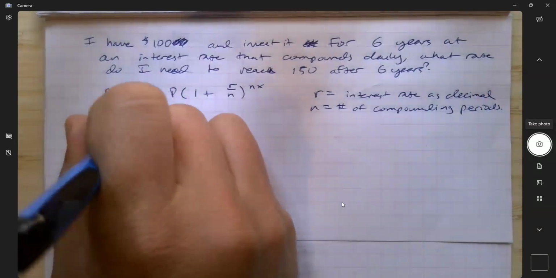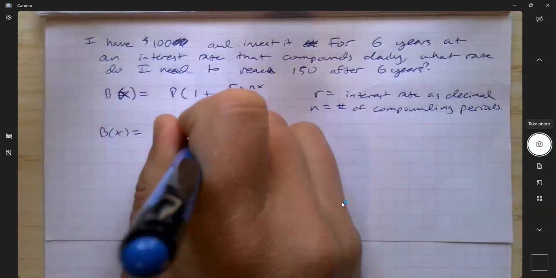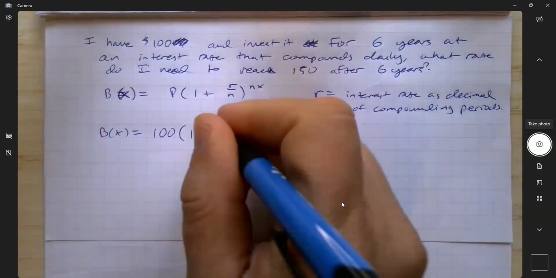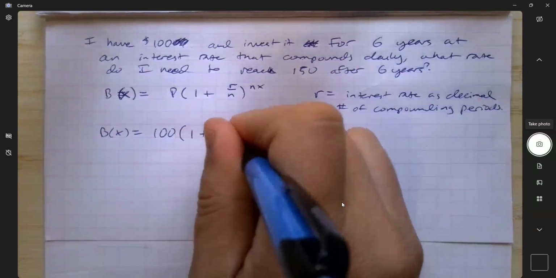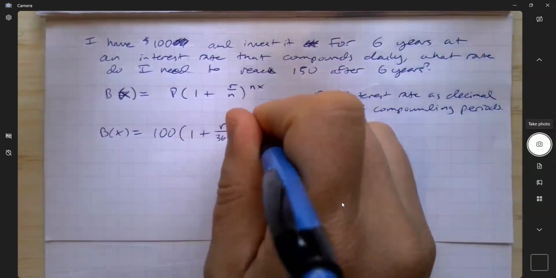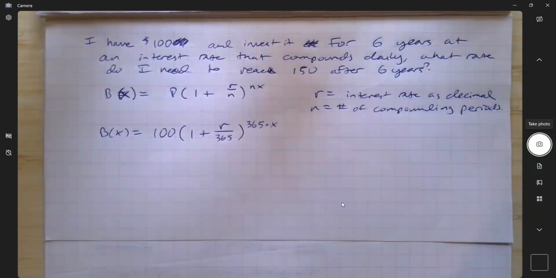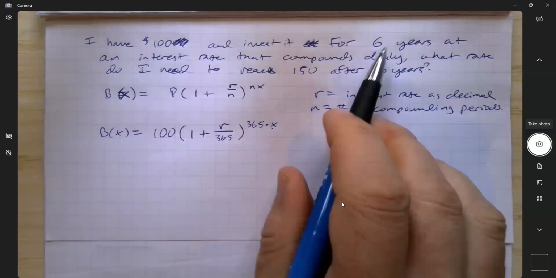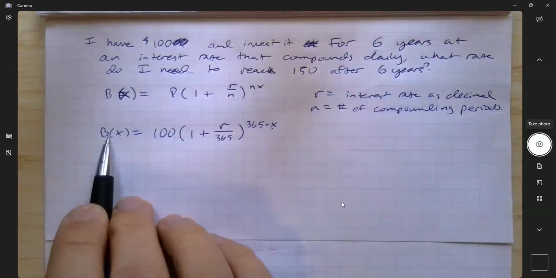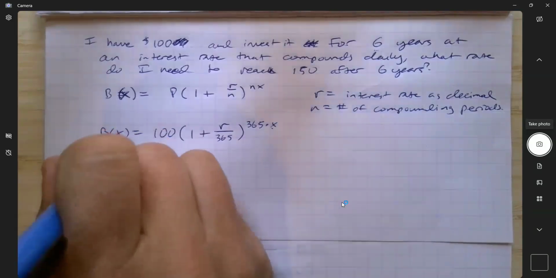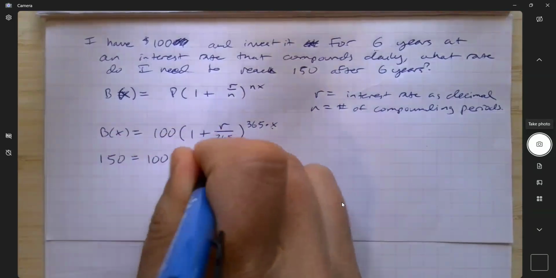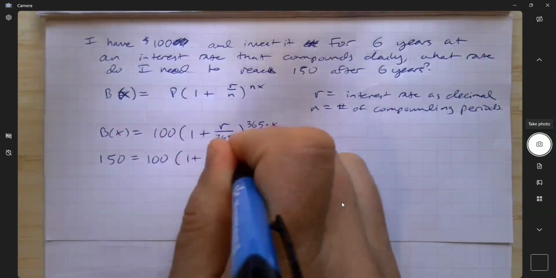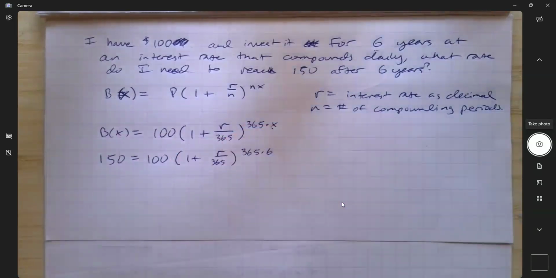So b of x in this example should be 100 times 1 plus, well, the interest rate is what I don't know. I'm going to leave that as r. But I know the compounding, which is daily, so 365, raised to the 365 times x. Now, x is the number of years. I know that. It's 6 years. And the balance should be 150. So I can fill in a little bit more information. I get 150 equals 100 times 1 plus r over 365, all raised to the 365 times 6.